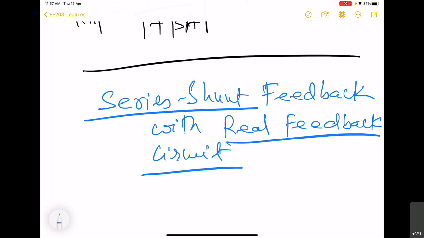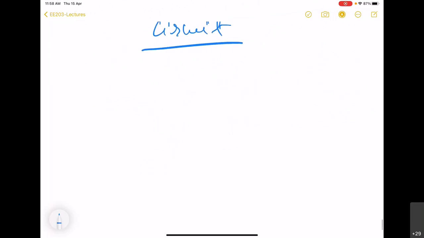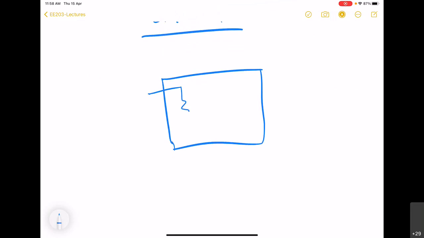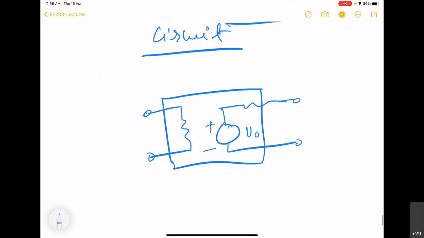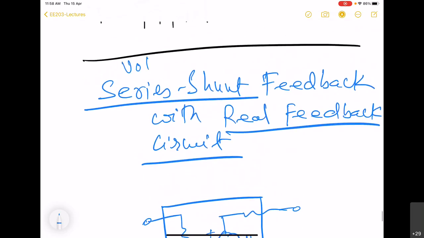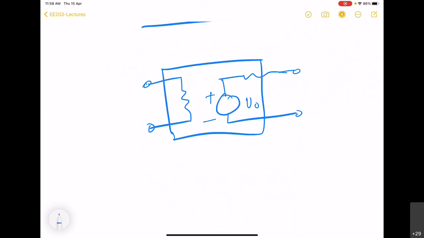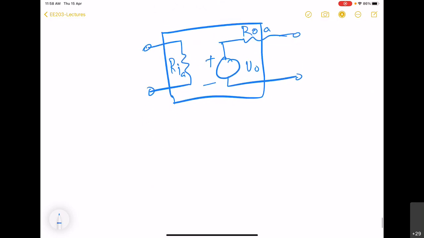So we now have real feedback circuit. So let us see what will be the overall circuit, and then what will be the overall impedance. So here we have our amplifier. So this is series, that means it is voltage. So we have RO A, let us call it ROA, RIA, and we know what should be their value.